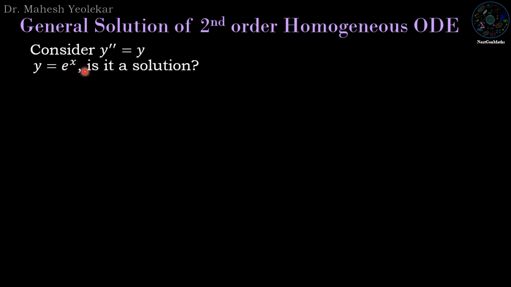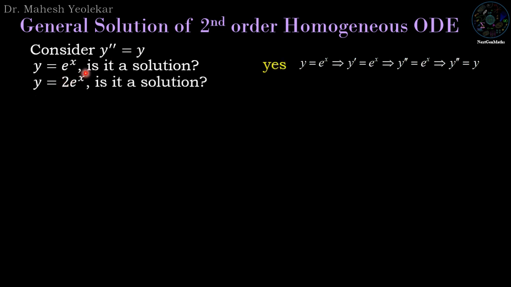y equal to e power x, is it a solution? Just check it. Solution means what? If it satisfies the differential equation, then we call it a solution. So y equal to e power x, y dash is equal to e power x and y double dash is equal to e power x. So y double dash is equal to y itself. So it satisfies the equation, therefore it is a solution.